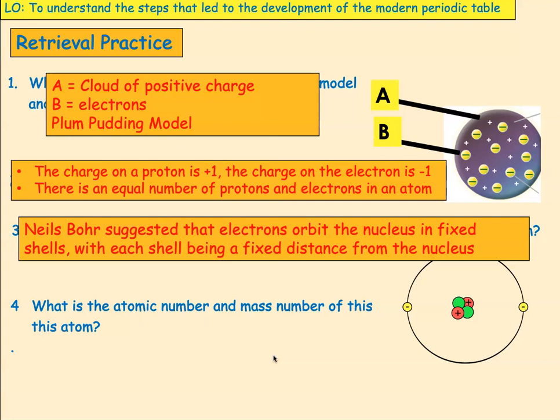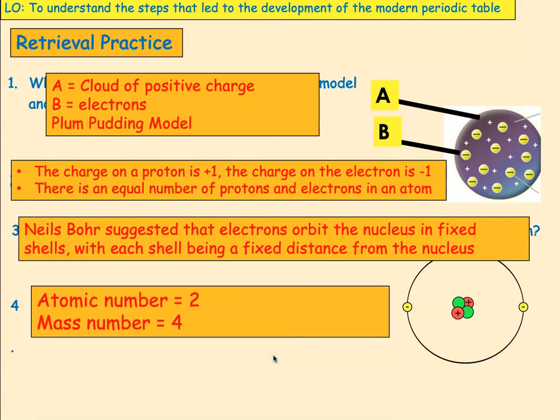What is the atomic and mass number of this atom? Now, in order to find the atomic number, you have to count the number of positive charges, the protons, in the nucleus. And in order to calculate the mass number, it's the total number of particles, protons and neutrons. So as you can see, we have 2 positive charges, so the atomic number is 2. And we have 4 particles in all, so the mass number is 4.